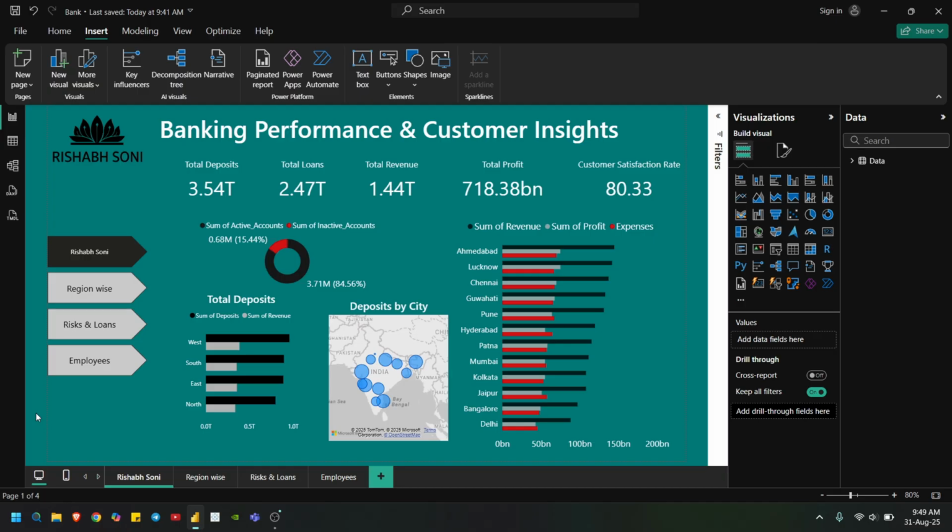I have built this project to analyze the financial health of the bank and some insights on the risk and loans, and at the end some information about the employees.